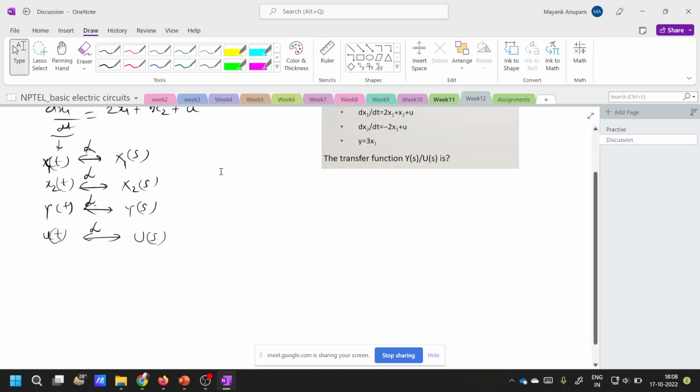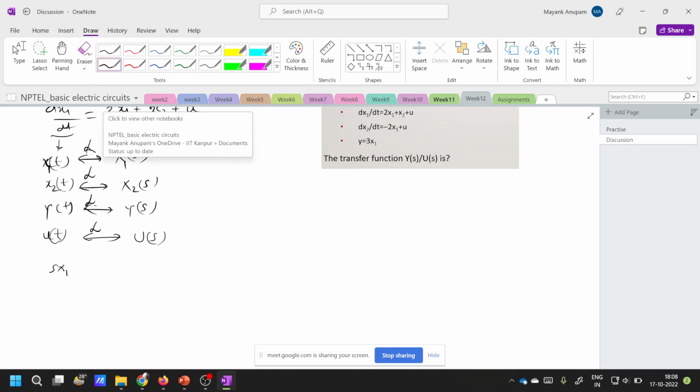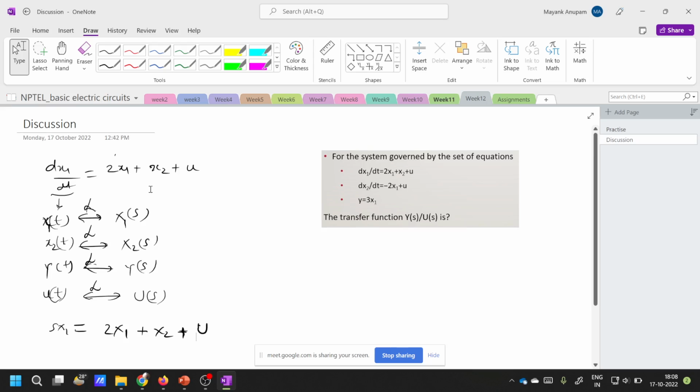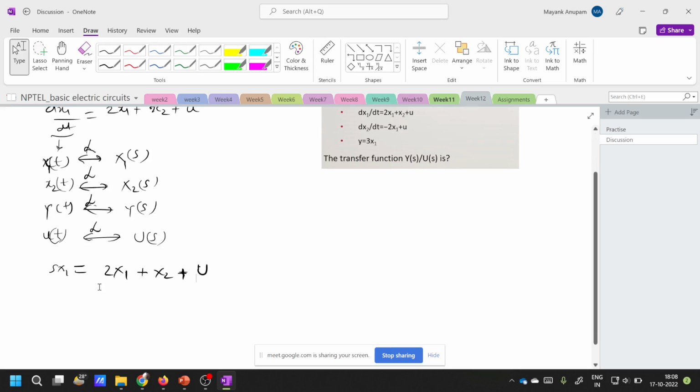Then we can simply write this particular equation here. dx1 by dt will be written as s x1 of s. I will simply remove this function of s because I don't want to make it cumbersome. So by default you should understand that this is a function of s only. Then 2x1 plus x2 plus u. So I have represented the first equation in terms of its Laplace transform.